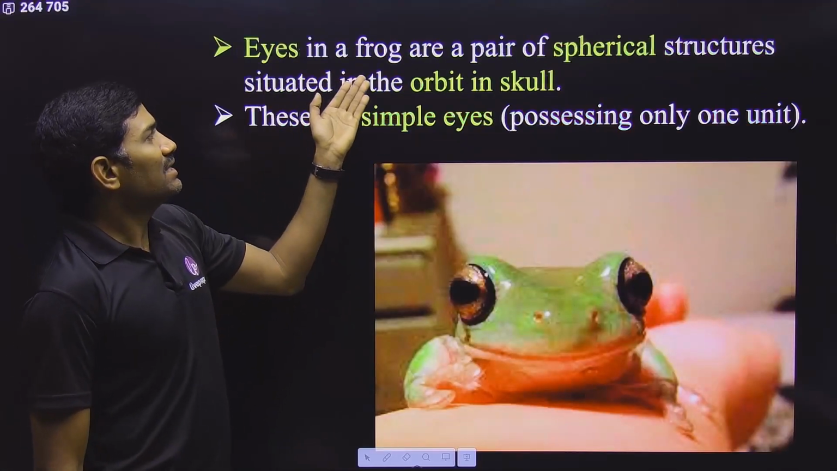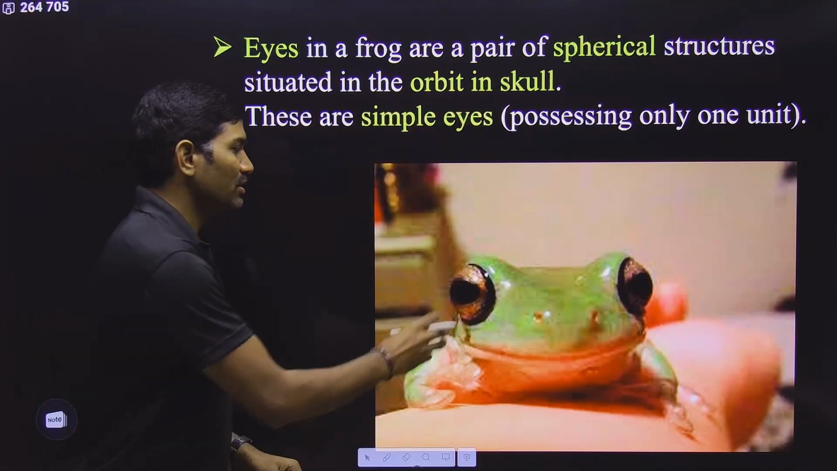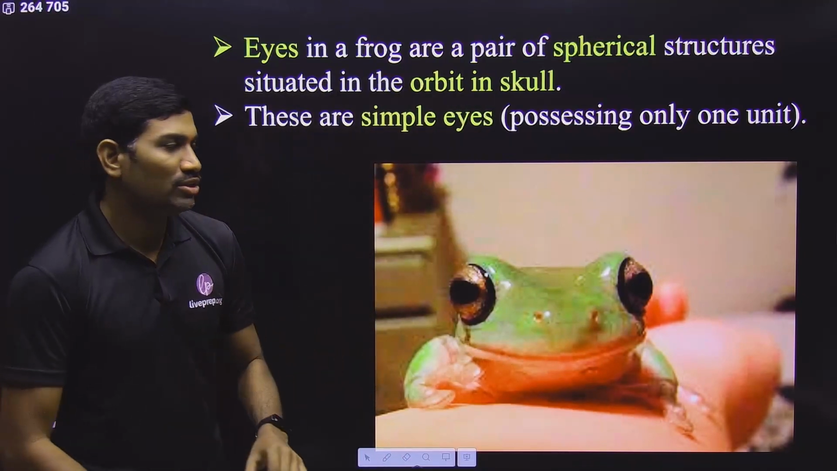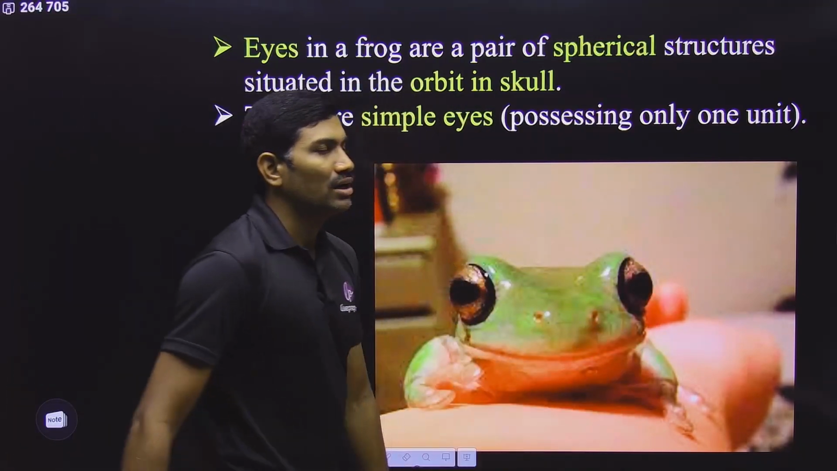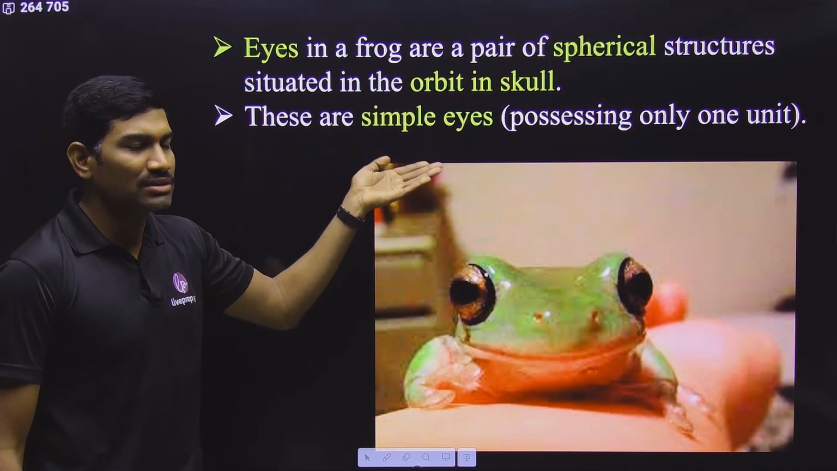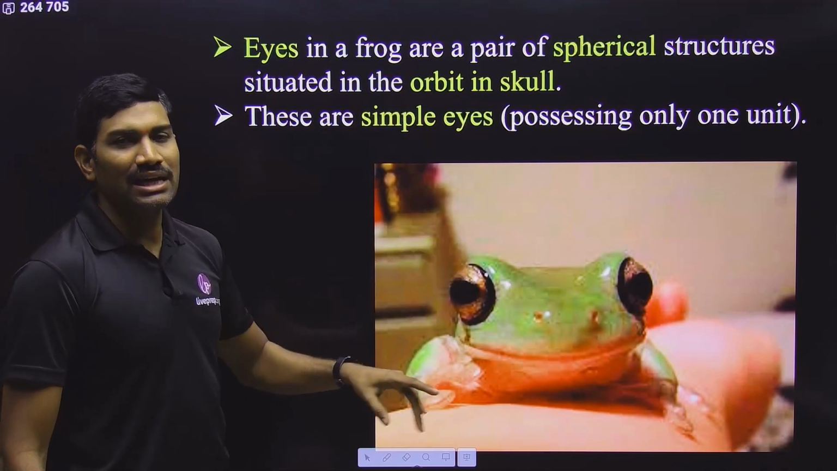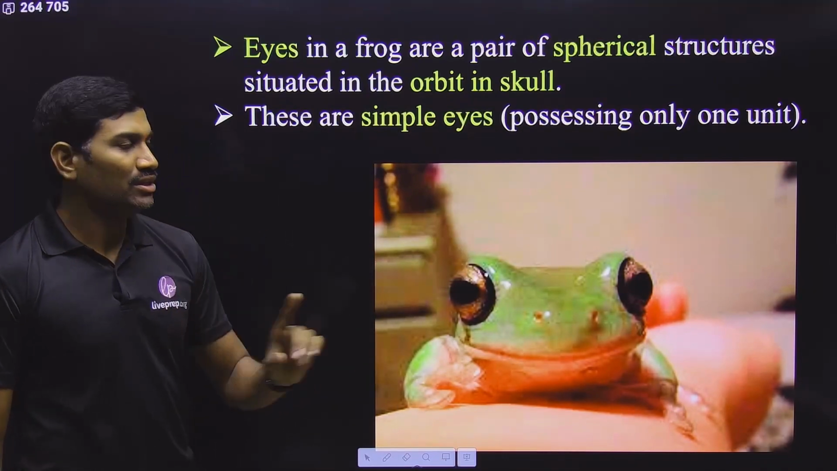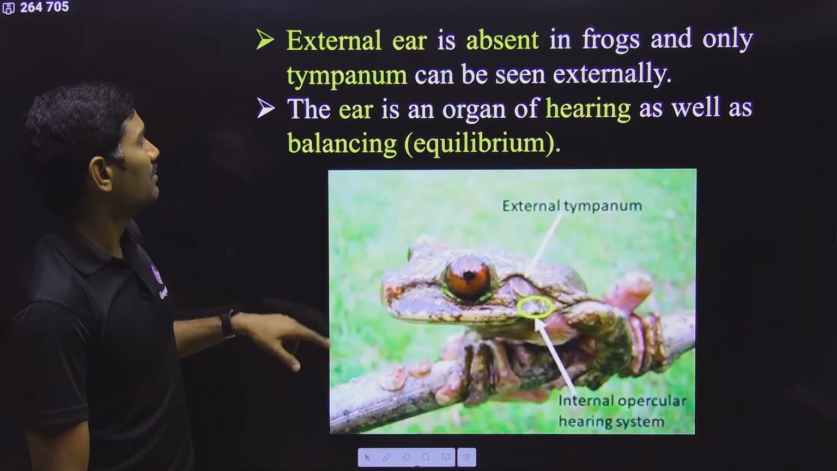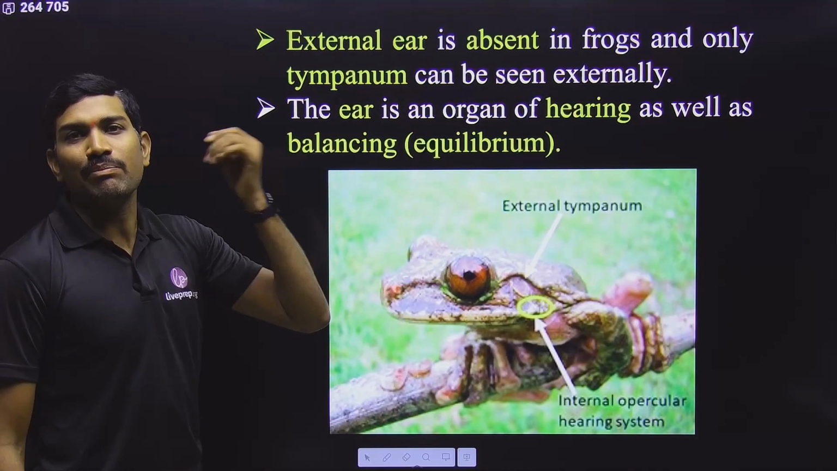Next one, eyes in the case of the frog are a pair of spherical structures. They are present within the orbit of the skull. So in the skull there is a small gap called the orbit. In those orbits these round, spherical eyes are present. Next one, what type of eyes are these? Simple or compound eyes? Simple eyes are present. In the case of a simple eye, the entire eye acts as one processing unit. In the same way, humans also have simple eyes only. Next one, the external ear is absent. So here they don't have the ear pinna and all.